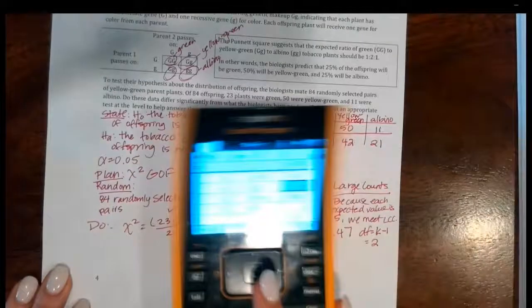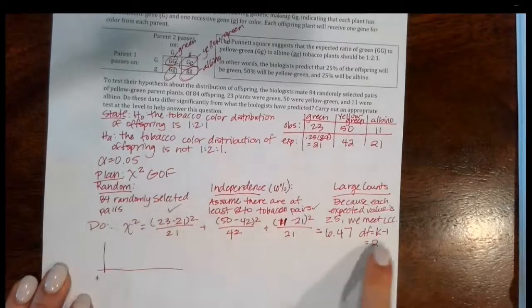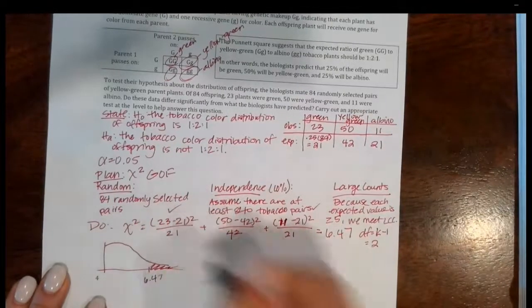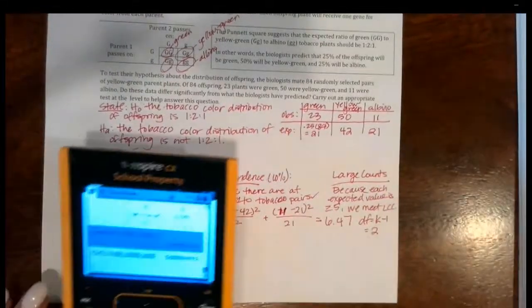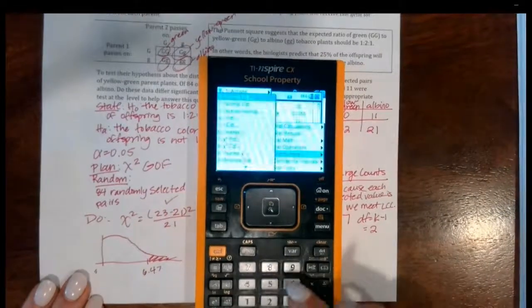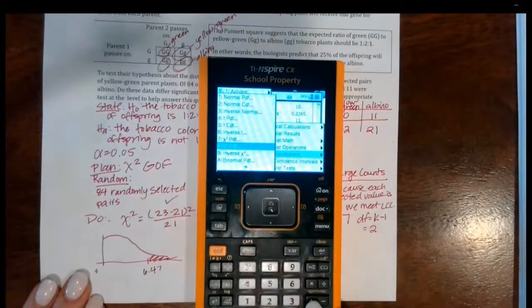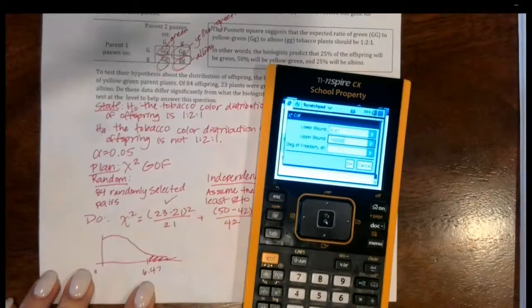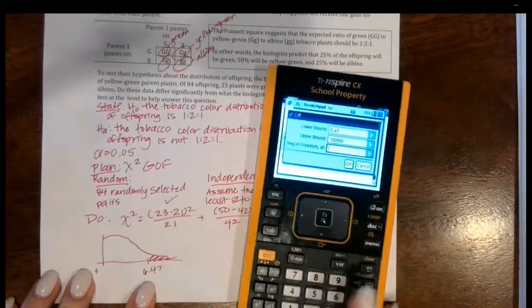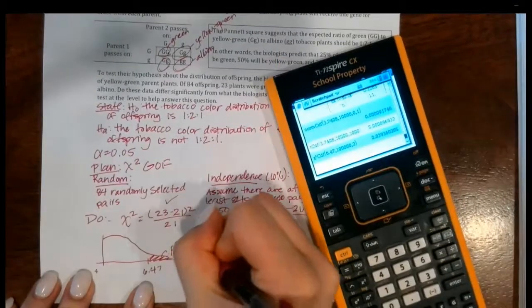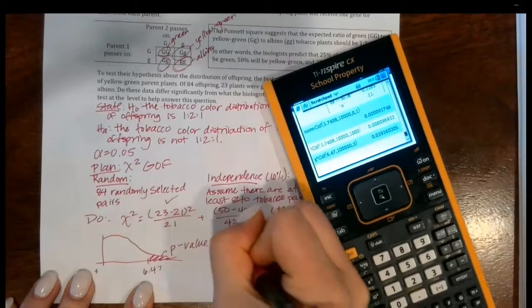And if you want to go ahead and draw it out, remember that because the degrees of freedom is 2, it's going to look like that. 6.47 is here. We're trying to find this tail end here. So on the calculator, we're going to go to Menu, 6, Distributions. This is a chi-squared CDF is what we're going to use. The lower bound is the 6.47. You can make your upper bound whatever you want, large, and the degrees of freedom will be 2. And we get that the p-value is equal to 0.039.